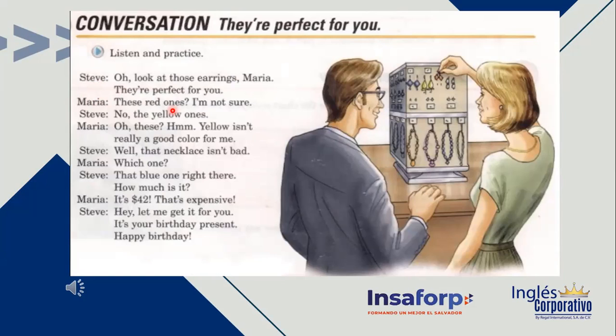Oh, look at those earrings, Maria. They're perfect for you. Those red ones, I'm not sure. No, the yellow ones. Oh, this yellow isn't really a good color for me. Well, that necklace isn't bad. Which one? That blue one right there. How much is it? It's $42. That's expensive. Hey, let me get it for you. It's your birthday present. Happy birthday.